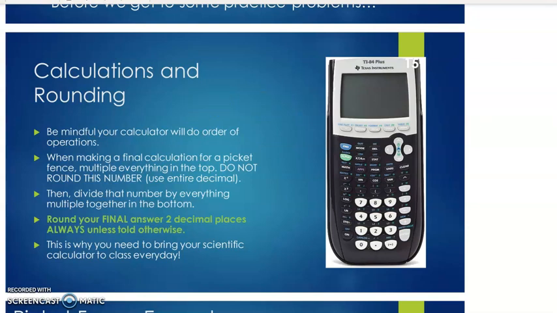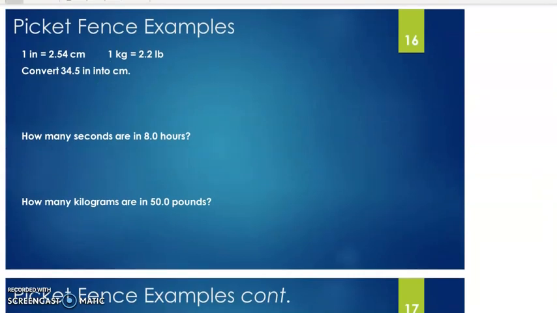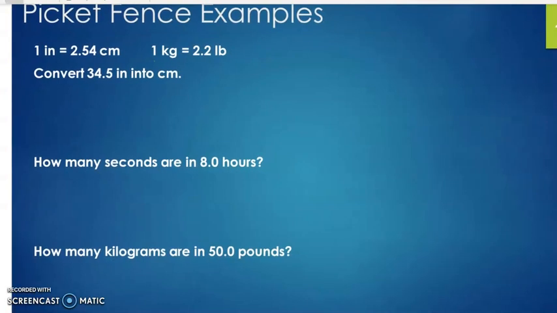So if you have questions on rounding, just come talk to me if you need a little bit more of a refresher on that. All right, so we're going to start with some basic picket fences here. These are really simple ones. I'm just saying convert this into this, or how many of this are in this. So these ones are pretty straightforward because in each of these problems, I'm only giving you one number to deal with. So you know that that's what you're going to start with, okay?